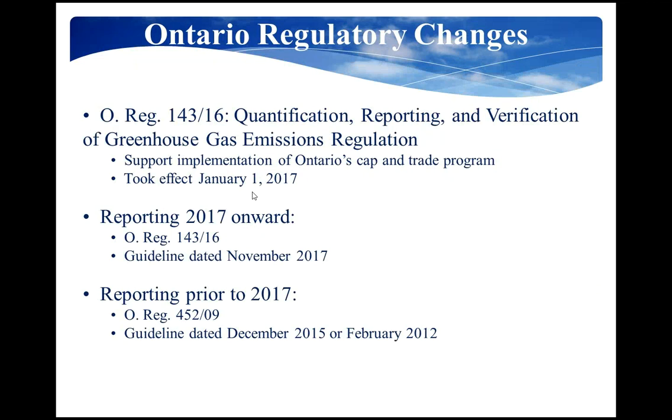Note that in 2016, new legislation was passed with regards to greenhouse gas reporting. That was Ontario Regulation 143, which took effect January 1st, 2017, and was implemented to support Ontario's cap-and-trade program. So what this means is that for reporting greenhouse gas emissions from 2017 onwards, you would use the new regulation and guidance, which was issued in November. But if you're reporting previous years, you'll follow OREG 452, which is the old regulation, and the appropriate guidance for the year that you are reporting.